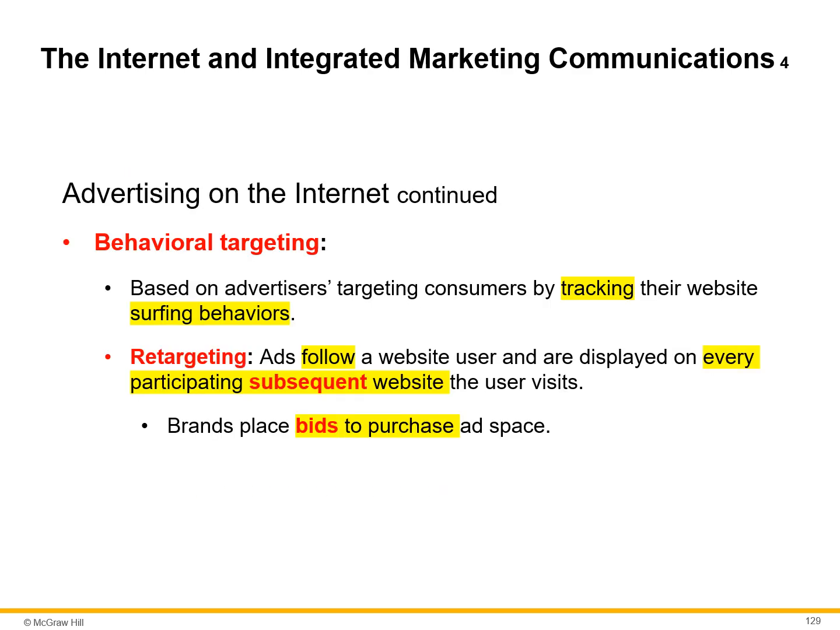Behavior targeting. You can use the internet to target consumers' shopping behavior and their website surfing behaviors. Know what they're doing on the internet. A little scary, huh? A lot of privacy issues. Okay? Retargeting. What is retargeting?